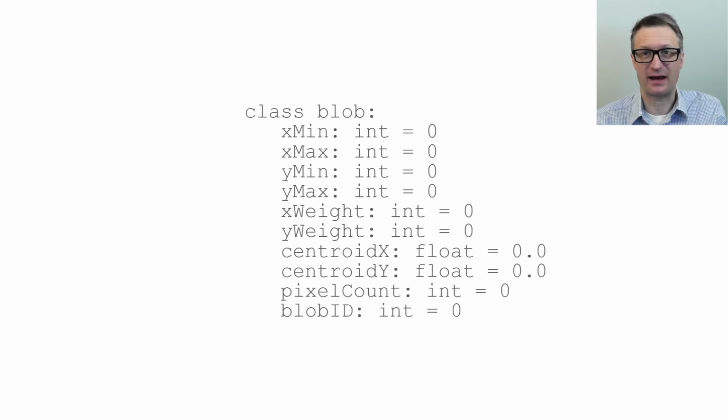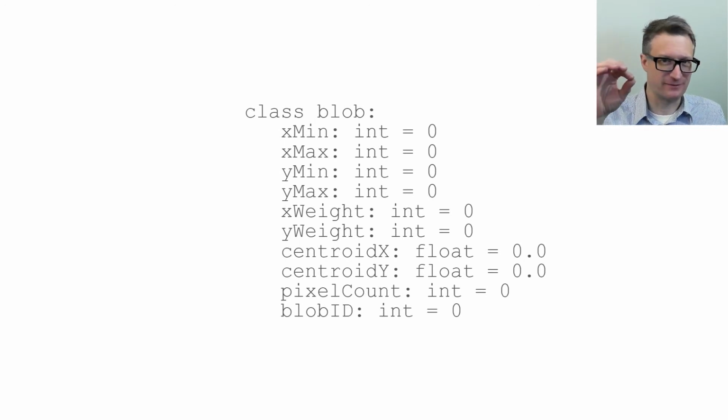The pixel count is just a count of how many pixels are in that blob, and the blob ID is just which number that blob is. It's used because it's a little easier to keep track of things when I'm deleting out a blob and then I have to re-index things. I don't have to do as much work if I just have a blob ID in there. So to calculate your centroids, you're just simply taking your X weight and dividing it by the pixel count and taking the Y weight and doing the exact same thing. So that gives you the arithmetic mean of where all of the weight in the blob is.